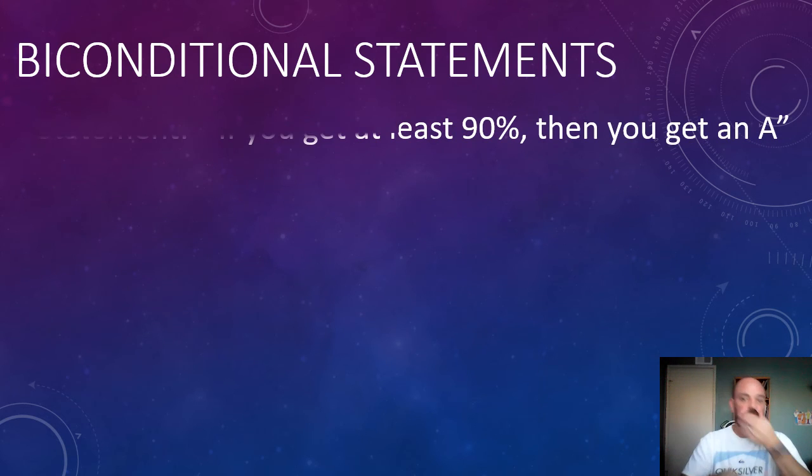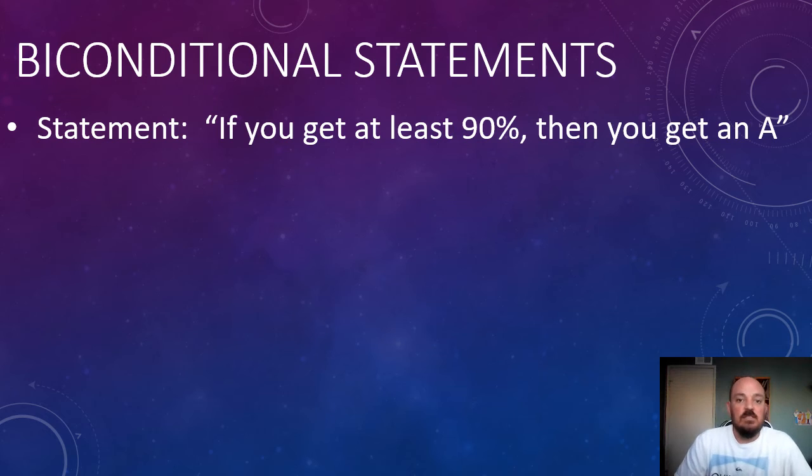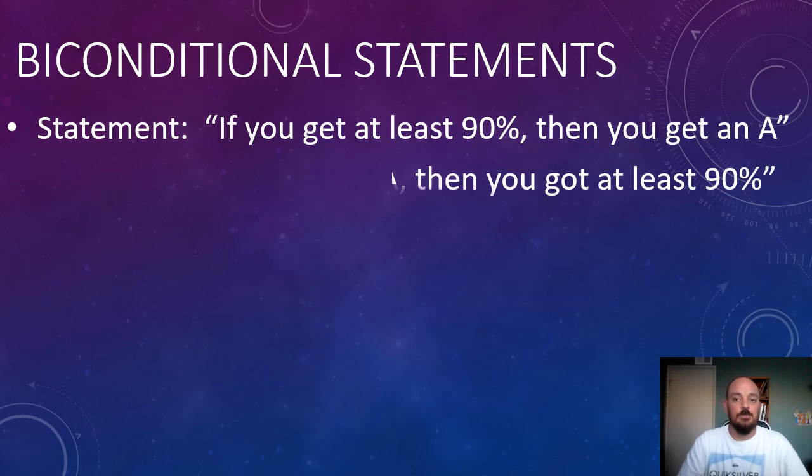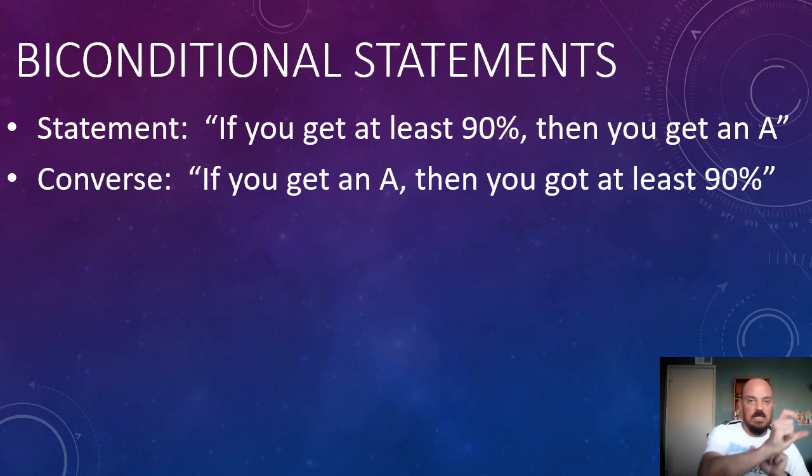So here's an example of that. Let's say we have a test. And I say, if you get at least 90% on this test, then you get an A. All right, that's a true statement. That's usually how I grade my tests. Now let's take that statement's converse. We'll take the getting an A part and the at least 90% part and switch those. Then it says, if you get an A on my test, you got at least 90%. You go, well, that's still true. So this is an example of when a statement and its converse are both true.